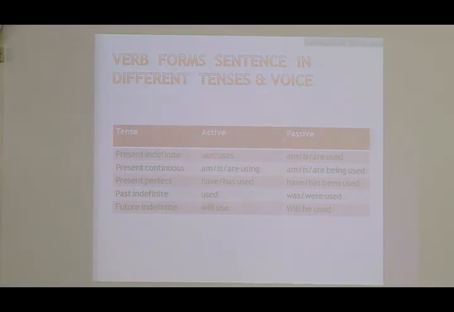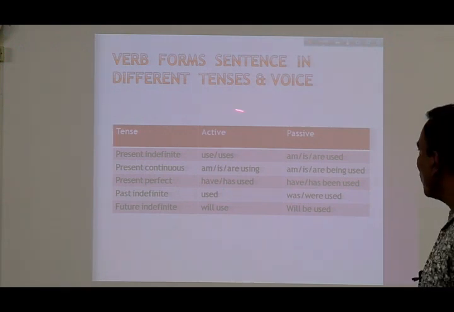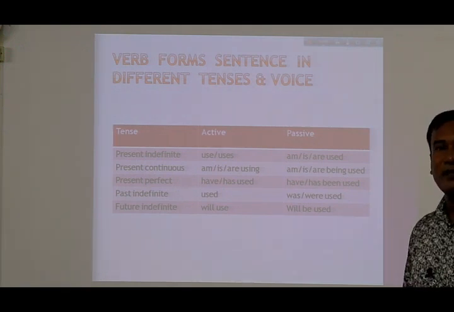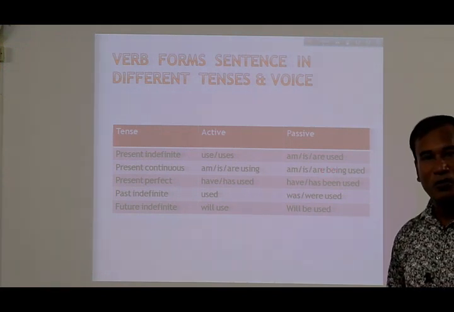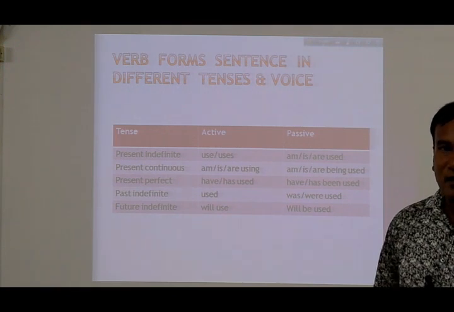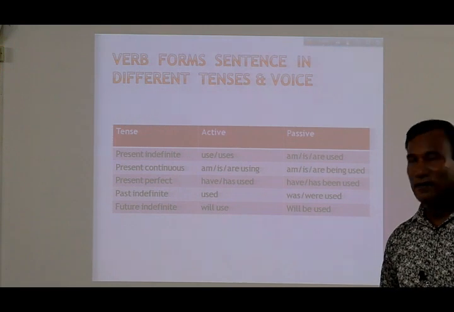Uses, its Bangla is ব্যবহার করি। ব্যবহার করি, use, ব্যবহার করা হয়, used. আমরা ফোন ব্যবহার করি, we use phone. ফোন ব্যবহার করা হয়, phone is used. Second sentence, ব্যবহার করছি, using, ব্যবহার করা হচ্ছে, being used. আমরা গাড়িটা ব্যবহার করছি, we are using the car. গাড়িটা ব্যবহার করা হচ্ছে, the car is being used.